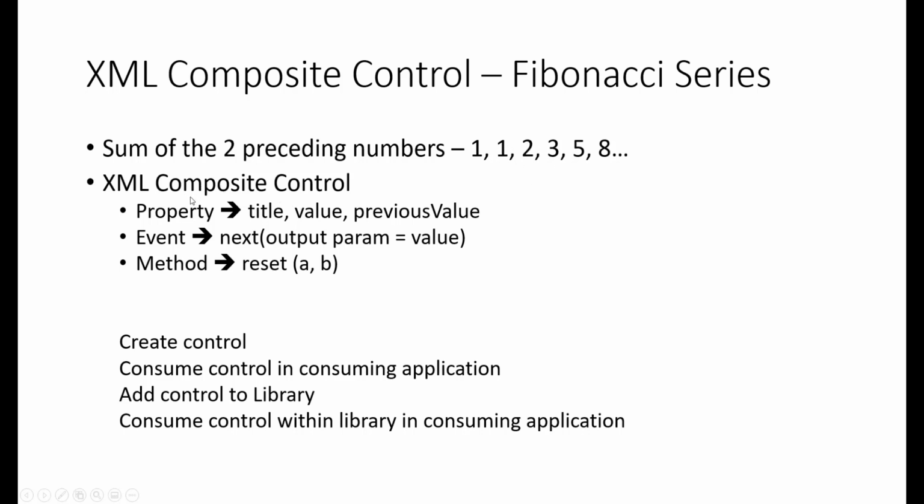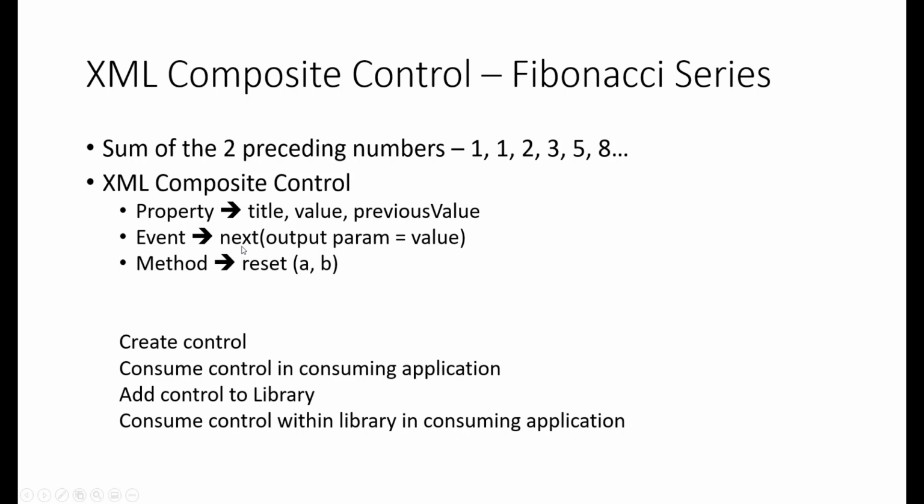So in our XML composite control, we're going to have a few properties. We're going to have a title for this composite control itself, and we need two values: a value and the previous value. We'll take 1 and 1, for example. And this control is also going to have an event called next.